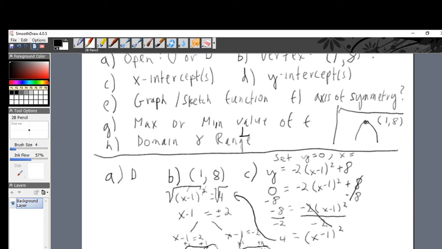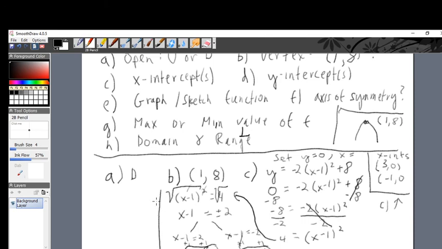So the answer to C, here are the two answers. My x-intercepts are (3, 0) and (-1, 0). That's the answer to C. Problem C is over.